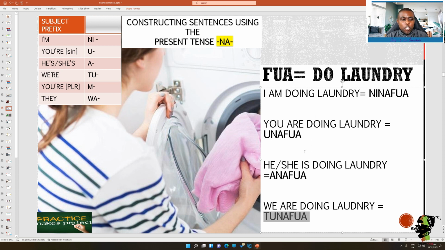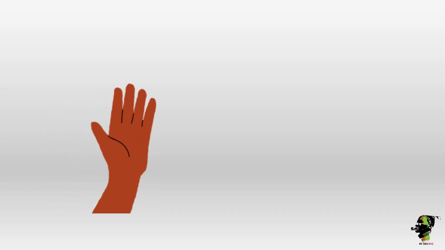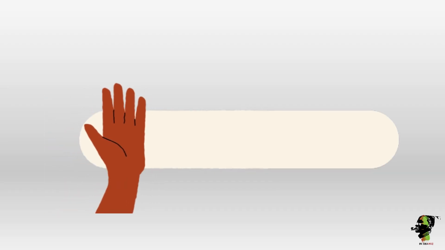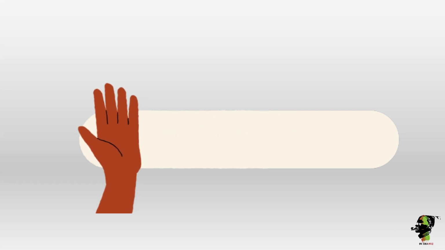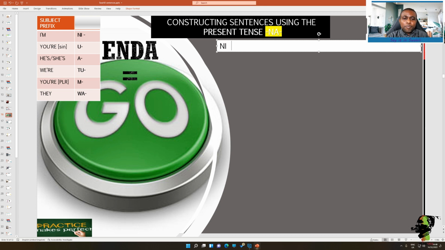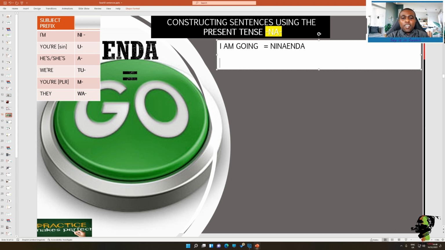Now we're going to have a look at another interesting verb that we did earlier on, the modal verb, but here we're going to construct different sentences with different subject prefixes. And our first sentence here is going to be an easy sentence that I would like us to learn how to say, which is, I am going. Ninaenda. What about you are going home?